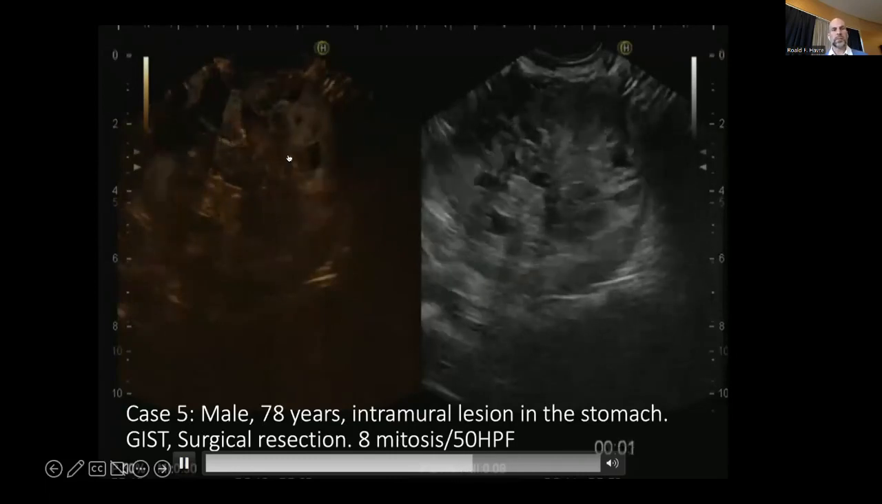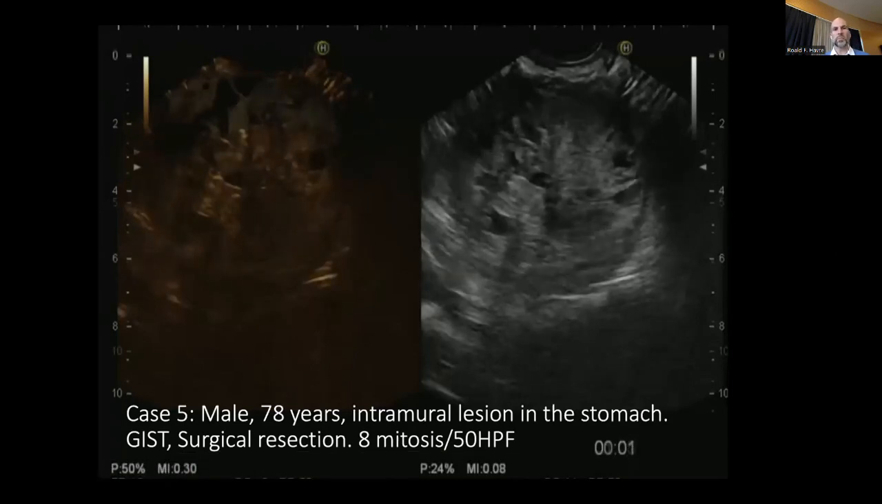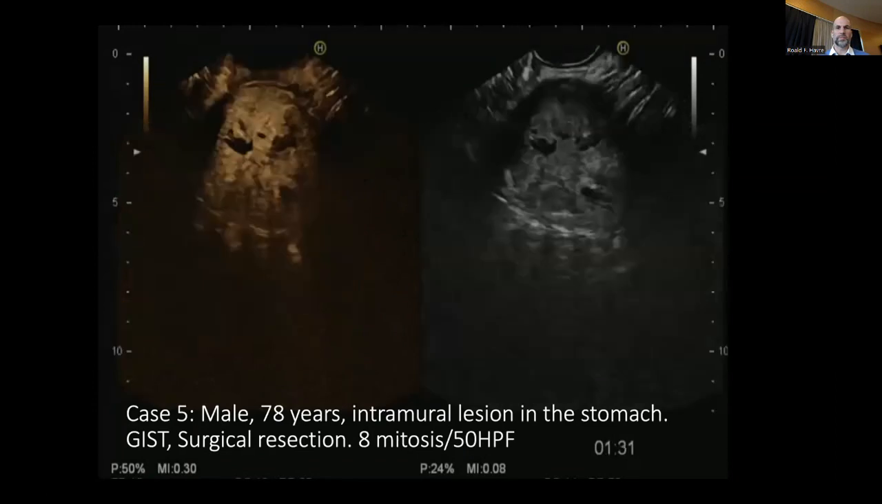This can help us guide the EUS FNB as we would use in this lesion now. In some cases, if you see this pattern, there may be a good reason not to puncture and just to send to surgery.